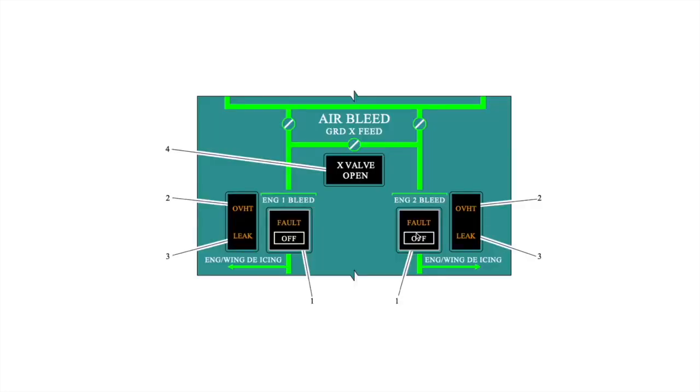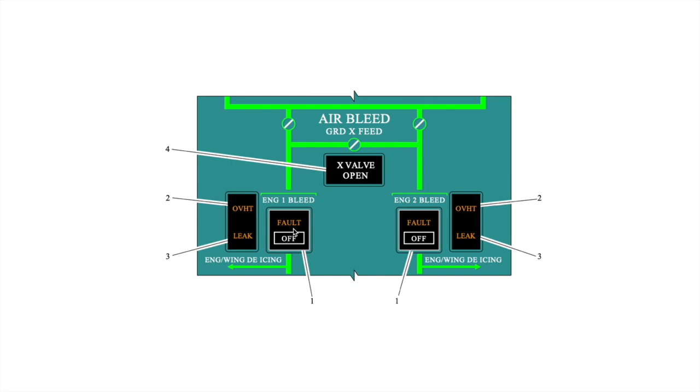This is the control panel of the pneumatic system. These are the overheat and leak indicators which light up in case of an overheat or leak situation. Overheat was when the temperature inside the duct is more than 274 degrees Celsius, and leak was when the temperature outside the duct is more than 153 degrees Celsius.